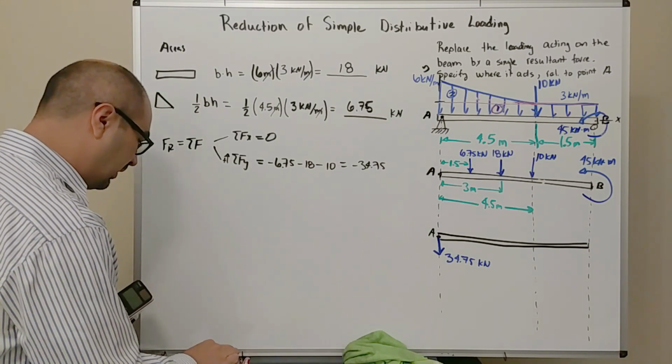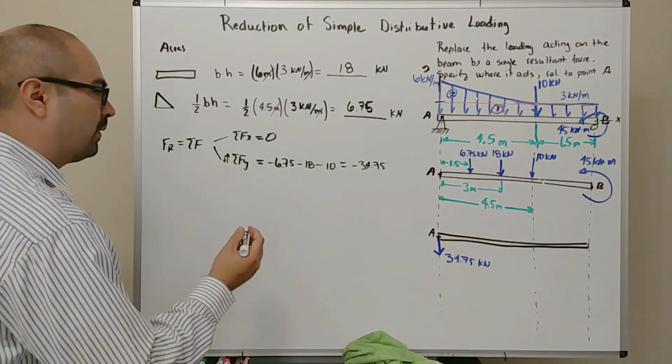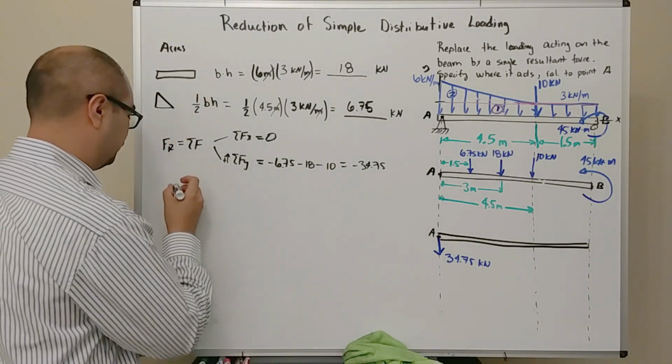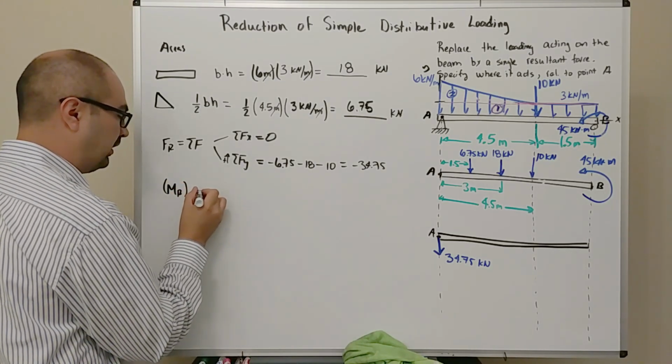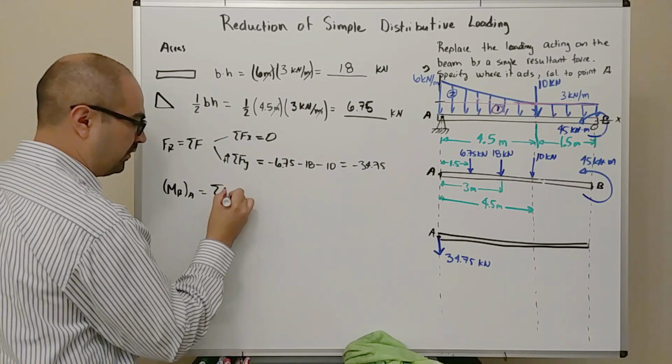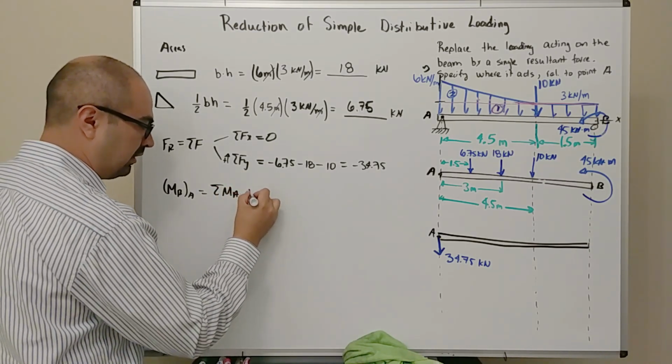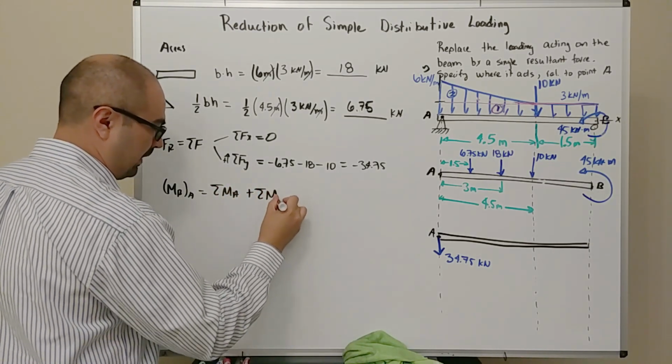Next, we need to calculate the resultant moment at point A. So do you remember the formula? Resultant moment at point A is just going to be the sum of the moments at point A plus any couples.